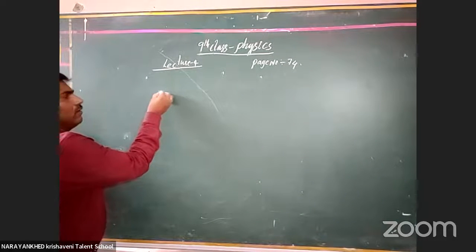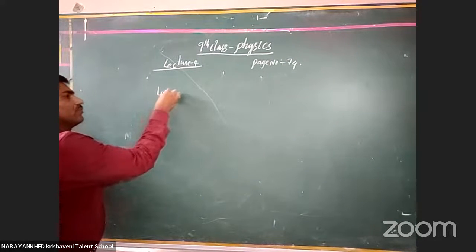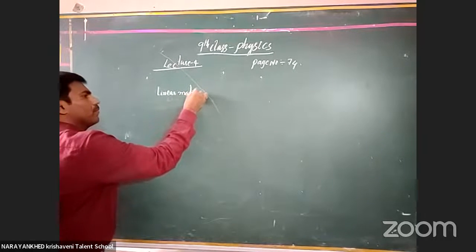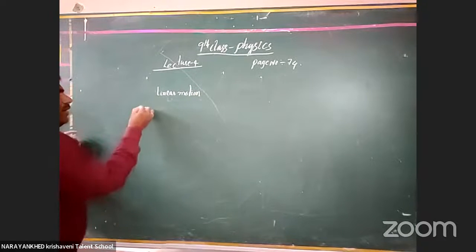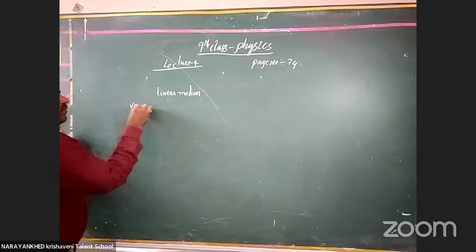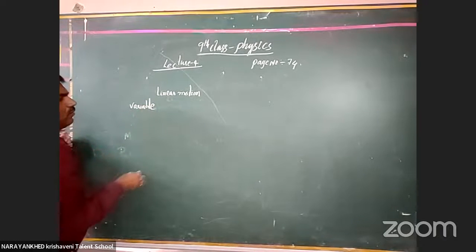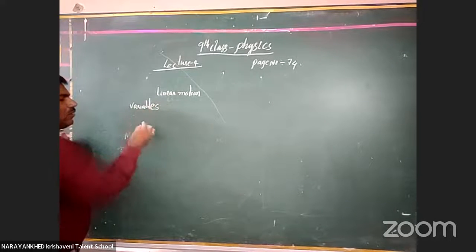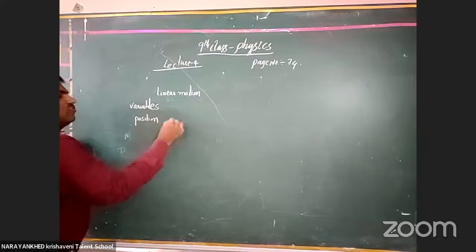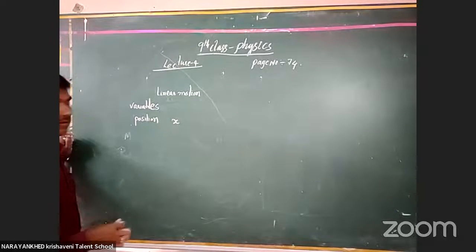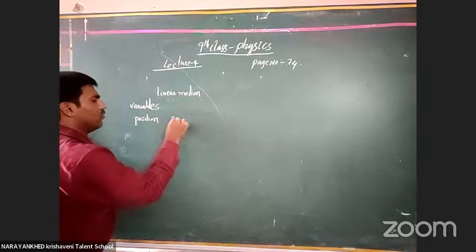Here, when it is a linear motion, the variables are written as follows. Whatever variables are there, the first is position. The position becomes X. Clear or not? Position is X only.